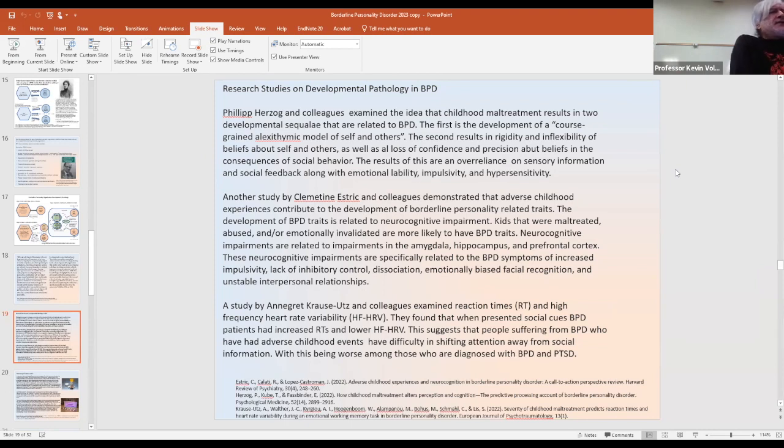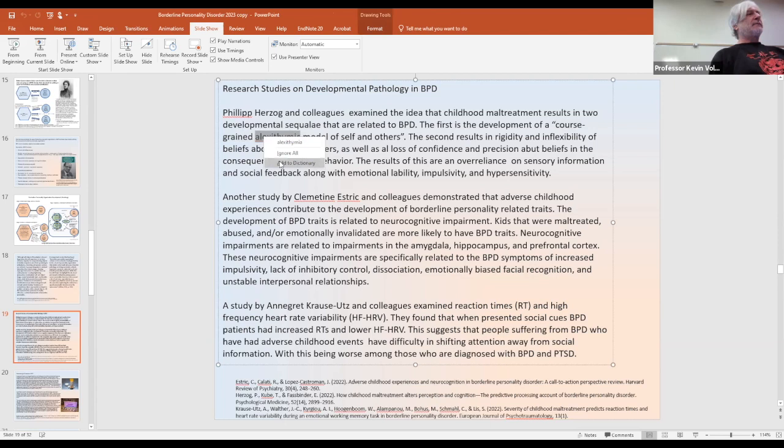Again, in these research studies, they're tracing stuff back to early childhood. So Herzog examined the idea that childhood maltreatment results in two developmental sequelae that are related to borderline personality disorder. The first is development of the coarse grain alexithymic model, right? What does alexithymia mean? You guys know that word?